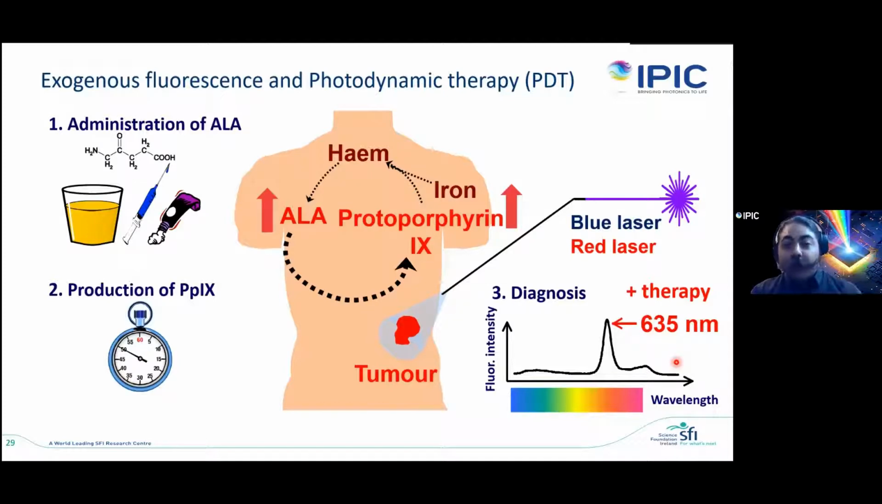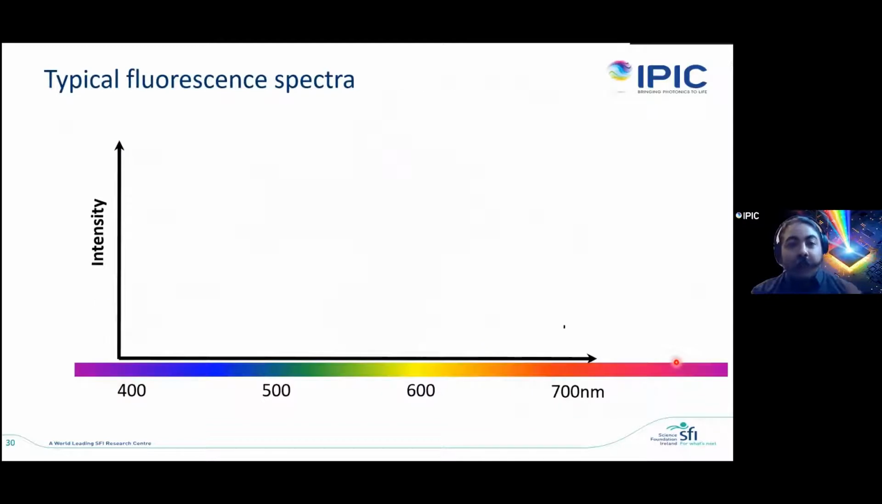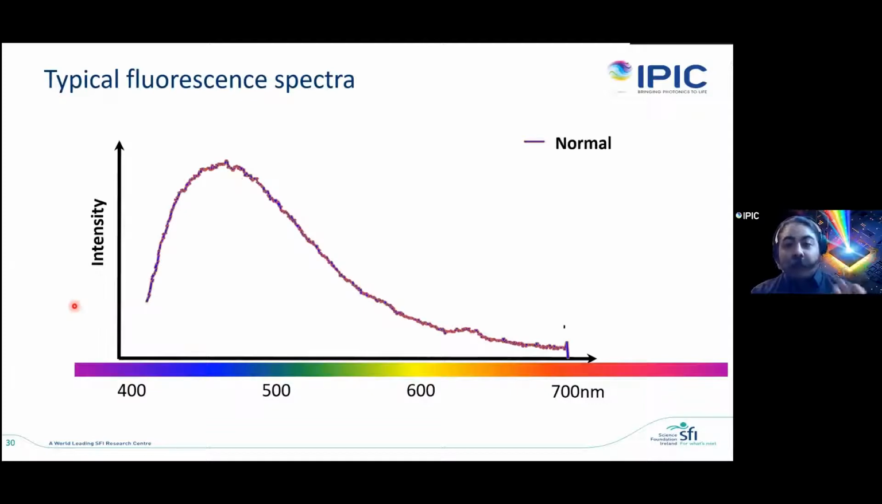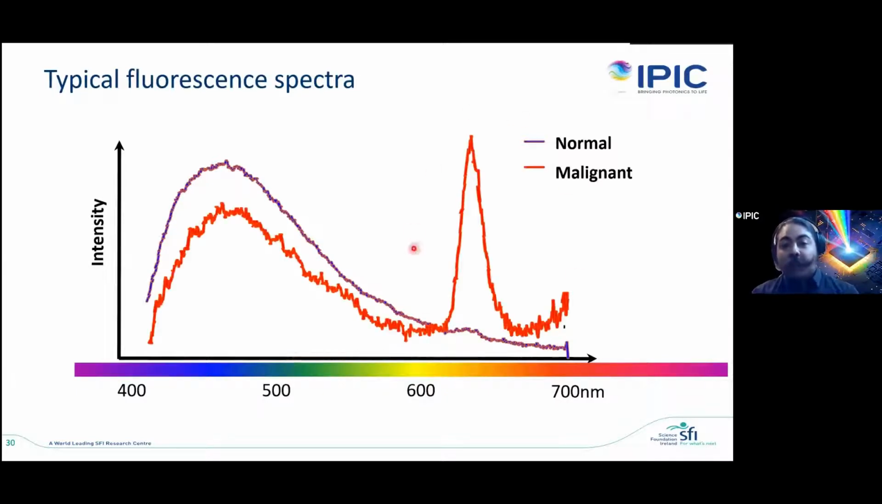Now, if we are diagnosing, we look at the fluorescence spectrum. A normal tissue will have a fluorescence just from the normal molecules you would find in a tissue. And the tumor cells, in that case, will have this accumulation of protoporphyrin 9. You see the malignant tissue with the peak at 635 nanometers.